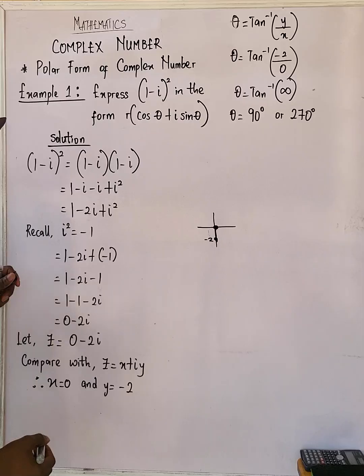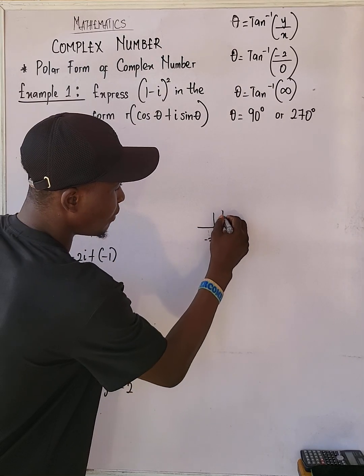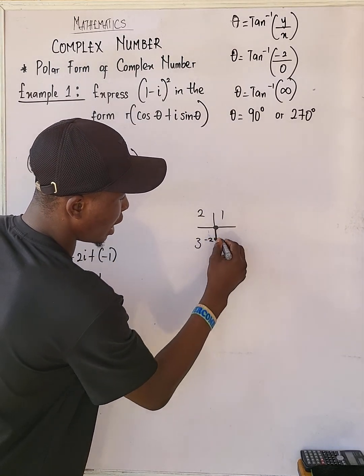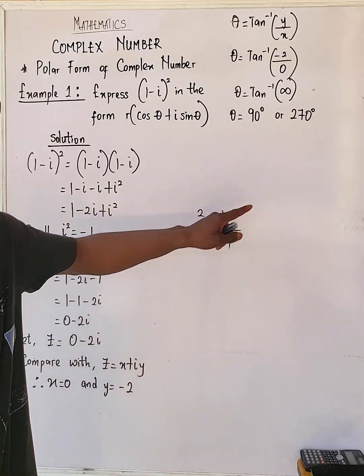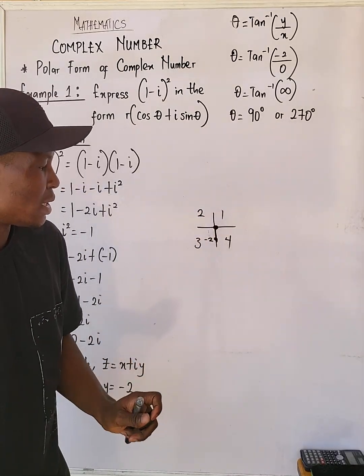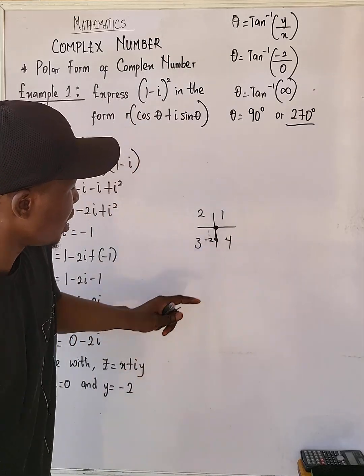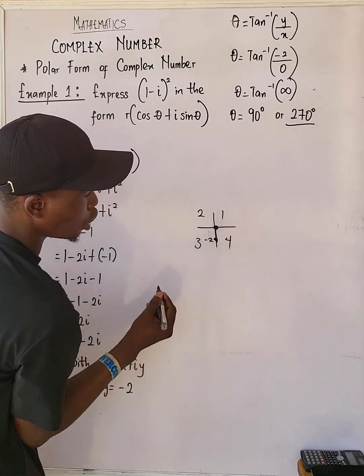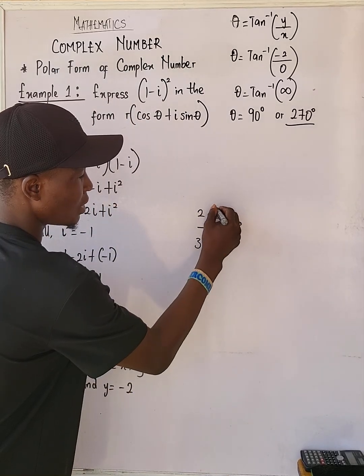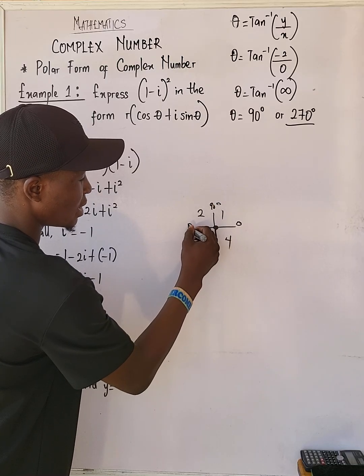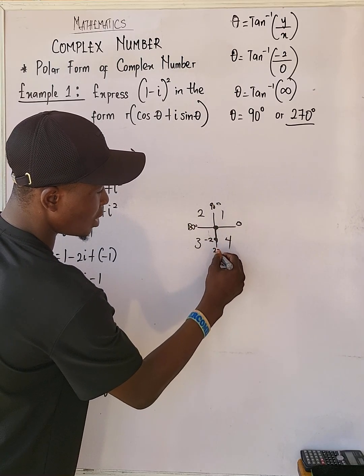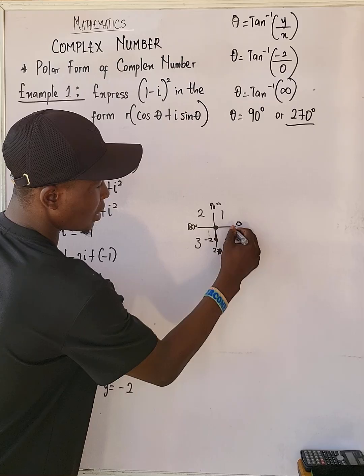So if you look at it, on which quadrant? Don't forget, this is the first quadrant, this is the second, this is the third, and this is the fourth quadrant. So is it 90 degree I'll pick, or 270? So I'm picking 270 degree. Why am I picking 270 degree? Because it falls on where? On the third quadrant. Don't forget, this is 0, this is 90 degree, this is 180 degree, and this is 270 degree. This is 360 degree.